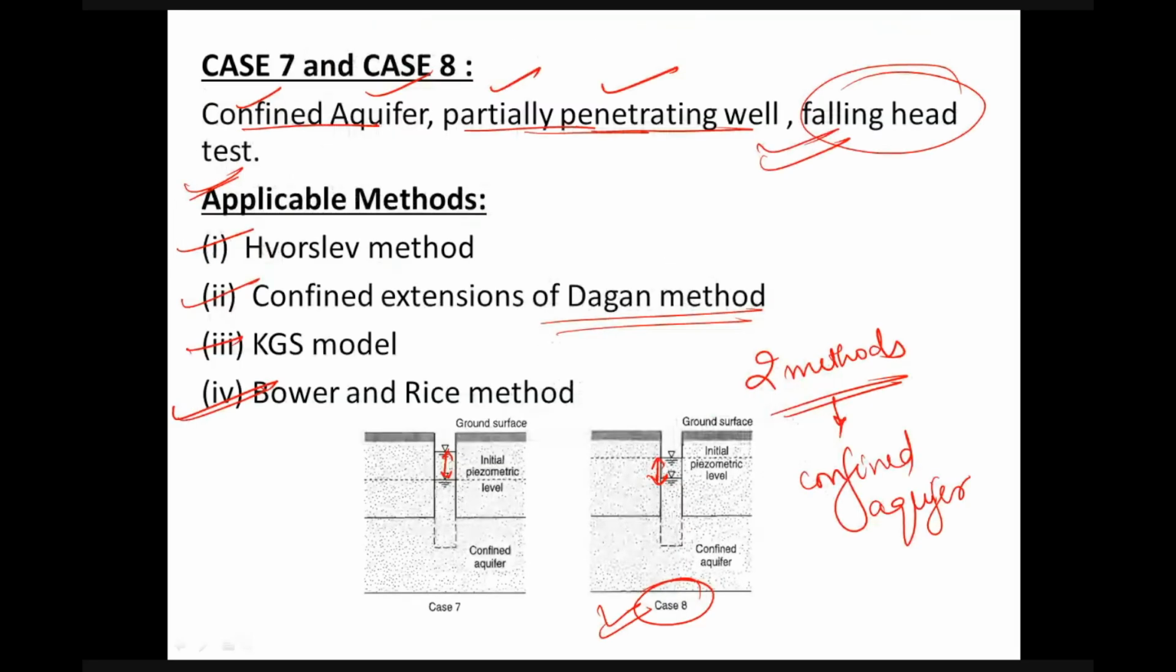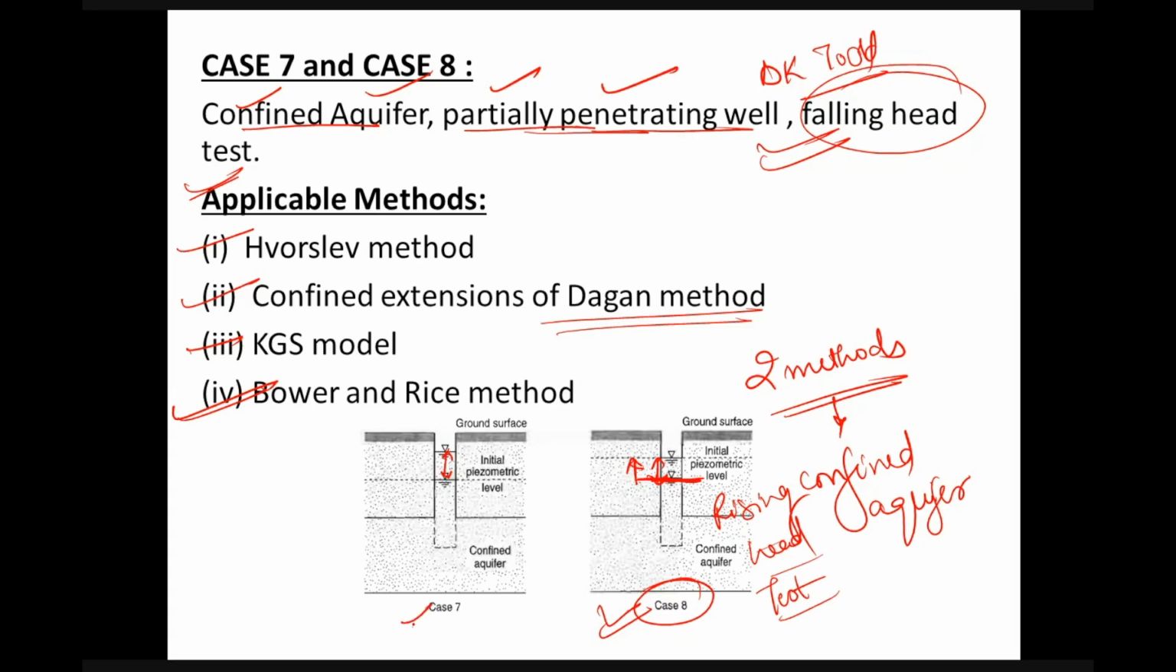Now coming to case 7 and case 8, I have already told you that in both these cases, in D.K. Todd's book, they have given the falling head test. But if you see this case 8, the water level in this well is at a lower elevation, so it needs to rise. So according to me, it should be a rising head test. But in D.K. Todd's book, they have given a falling head test in both the cases.